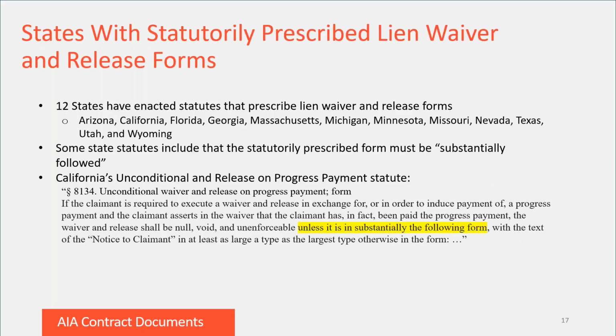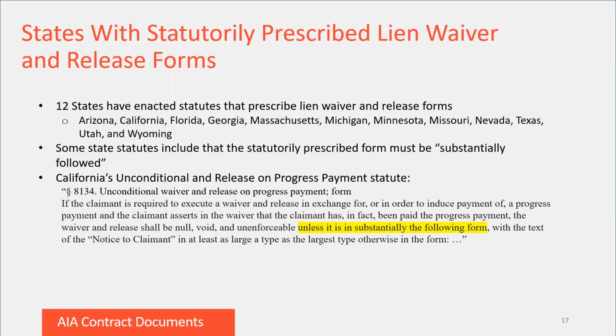There are 12 states that have enacted statutes prescribing lien waiver and release forms. These states are Arizona, California, Florida, Georgia, Massachusetts, Michigan, Minnesota, Missouri, Nevada, Texas, Utah, and Wyoming. Throughout these 12 states, some of the statutes include that the mandated form must be substantially followed.